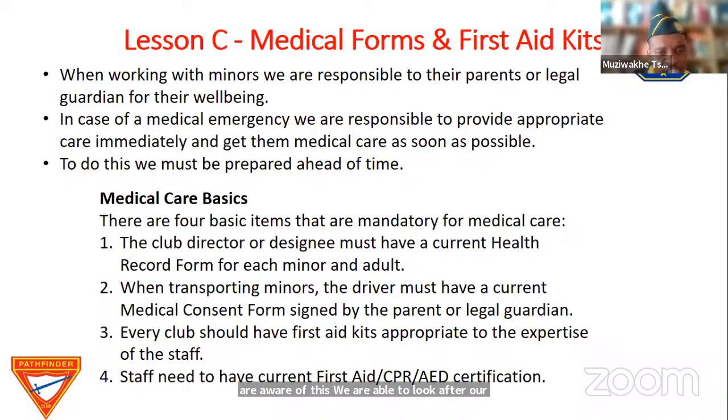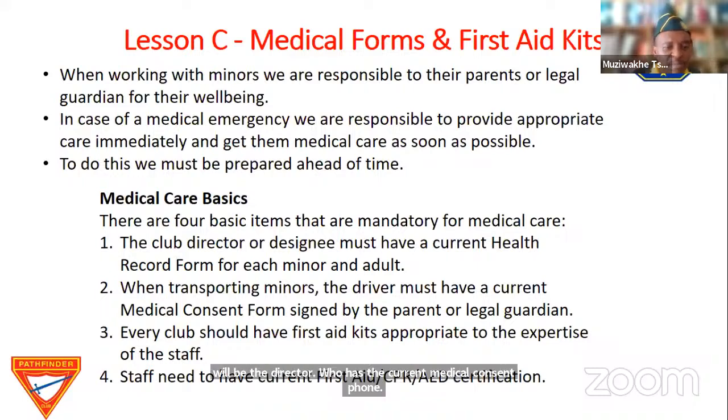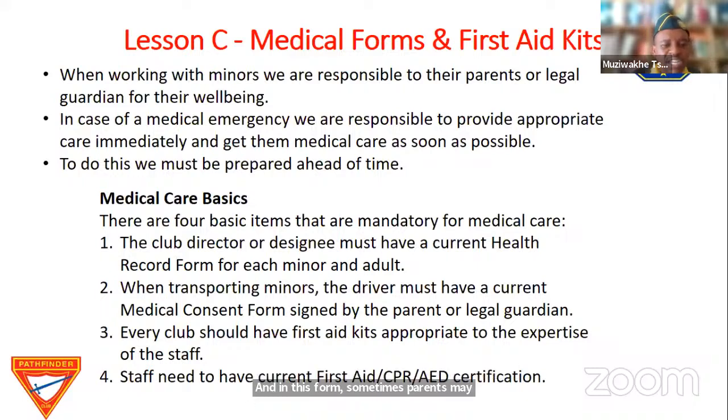Point number 2, when transporting minors, the driver must have a current medical consent form signed by the parent or the legal guardian. And in this case, if not the driver, it will be the director who has the current medical consent form. And in this form, sometimes parents may make it clear what are the things that are acceptable to them and what are no-nos, things that cannot be done for their child. So we need to be aware of that.